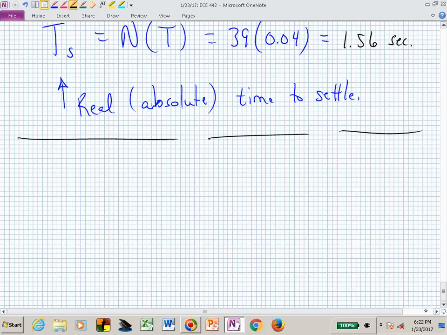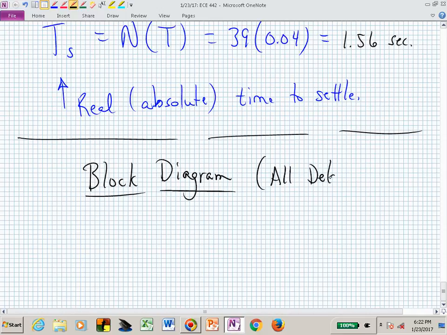Never mind. Let's move on. Let's move to block diagrams. We're covering some material today, and maybe not enough. I need to speed up. Let's look at a block diagram, an all-delay block diagram, or how we might build one.